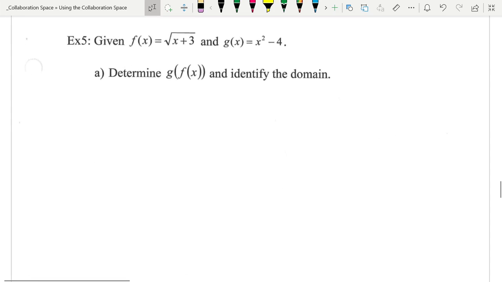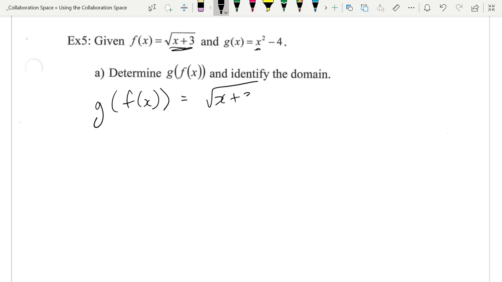Given f of x equals square root of x plus 3, and g of x is equal to x squared minus 4, determine g of f of x and identify the domain. Okay, so g of f of x means plug the f of x into this x. So g of f of x will be square root of x plus 3 squared minus 4.